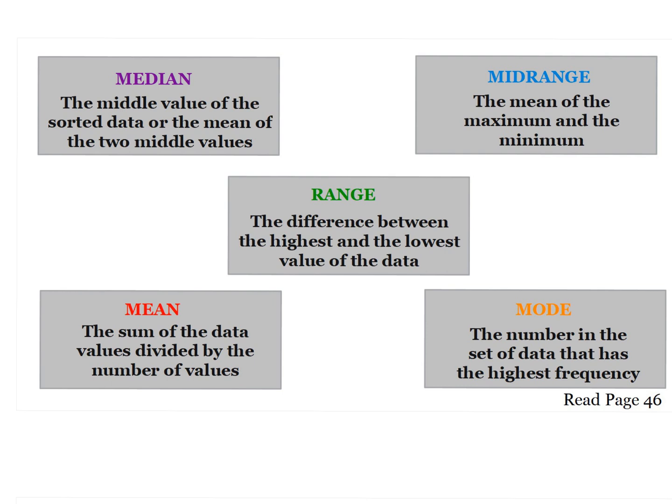The definition of a median is the middle value of the sorted data or the mean of the two middle values. So what you can remember from this right here is that it's going to be the middle. Or if there are two values in the middle, then it's going to be the mean of the two middle values, which means average.